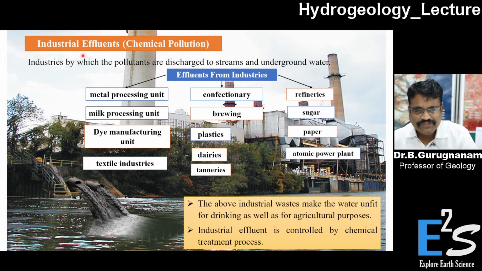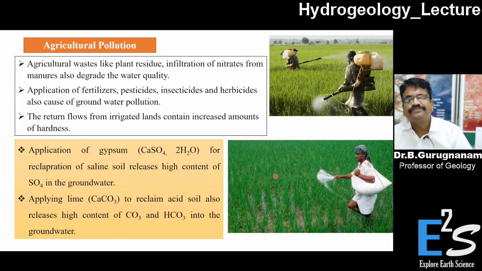The chemical pollution from industries comes from effluents of metal processing units, milk processing units, dye manufacturing units, textile industries, confectionery, brewing, plastics, dairies, canneries, refineries, sugar, paper, and atomic power plants. Everything is because of industries, by which the pollutants are discharged to streams and underground water. The above industrial waste makes the water unfit for drinking as well as for agriculture purposes. The industrial effluent is controlled by chemical treatment processes.